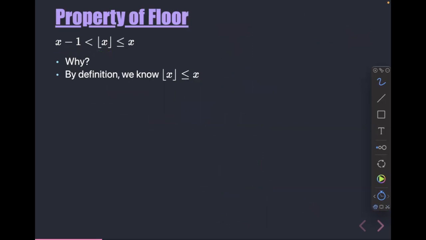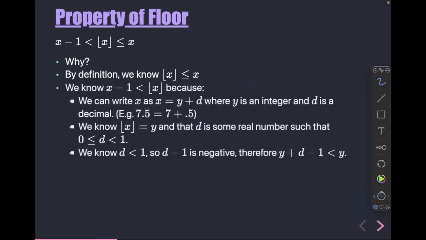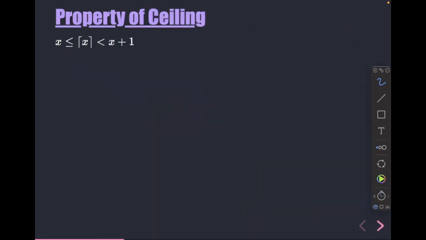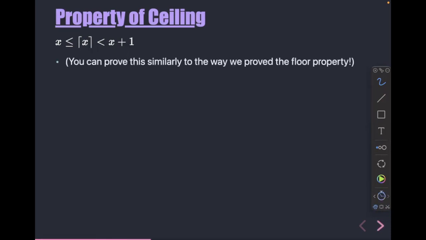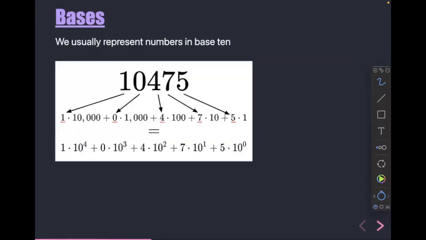Okay, so I just went ahead and included this. You can go back. This is just the English description of what I just went through. Similarly, the ceiling operator has a similar property where the ceiling is bound by x plus 1 from above, and it's going to be greater than or equal to x. I'm not going to prove that. I'm going to leave that to you, but it might be good practice to play around and see if you can prove it, similar to how we did the floor property.